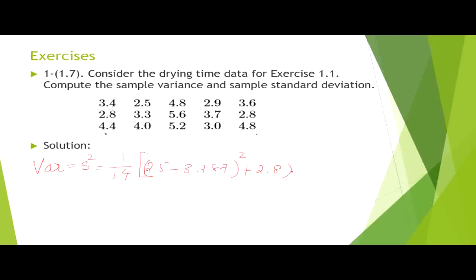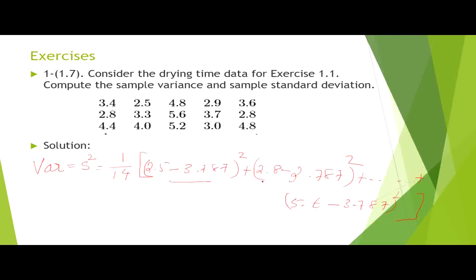You don't need to make it ascending order. You can do with the same order, but for my convenience I have done it. If you want to find the median, you can easily find it if you are in ascending order. So 2.8 minus 3.787 whole square. This should be done for all the 15 elements in the data set. So do it for every term. The last term, the highest value, is 5.6 minus 3.787 whole square. Now use a calculator for this one.